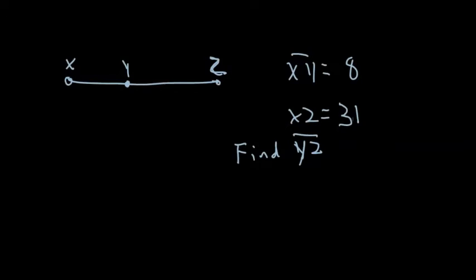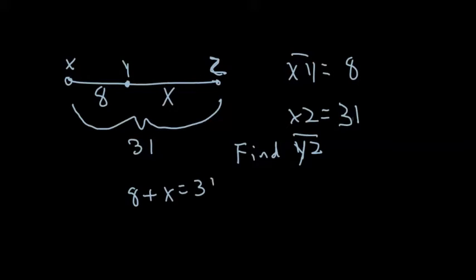Alright, next we're given the line segment XYZ, and we're told that XY equals 8, so the distance here would be 8, and then XZ, so this whole distance, would be 31. And we need to find this missing piece, and we'll just call that x. If you think about this, XY plus YZ would equal XZ. So you can write that as an algebraic expression: 8 plus x equals 31.